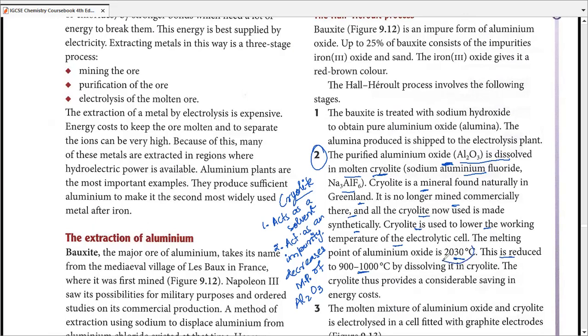Imagine, to get to this melting point, we must burn a lot of fuel. That fuel will produce fire, that fire will increase the temperature and will be used to melt it. Imagine if we halve that temperature, or even use less than half of this temperature, 900 to 1000, around 900 is definitely less than half of it. Imagine we can save a lot of cost in fuel. And the same thing is written in the next line: the cryolite thus provides a considerable saving in energy cost.